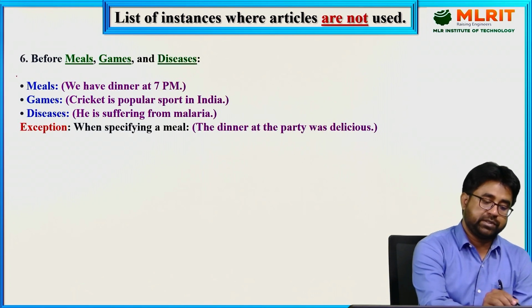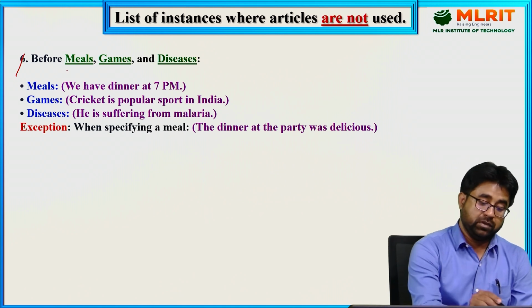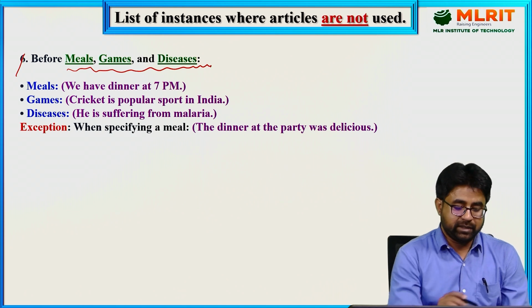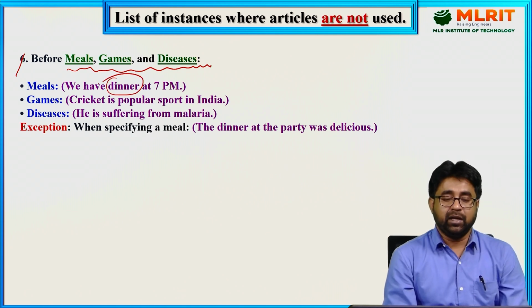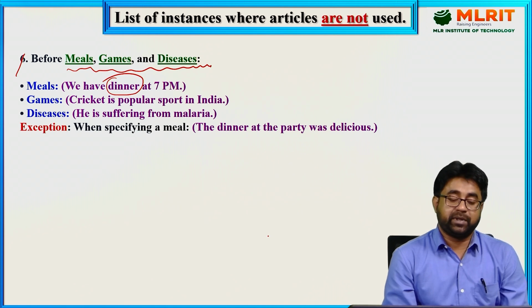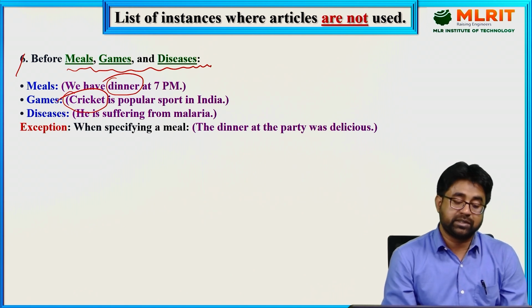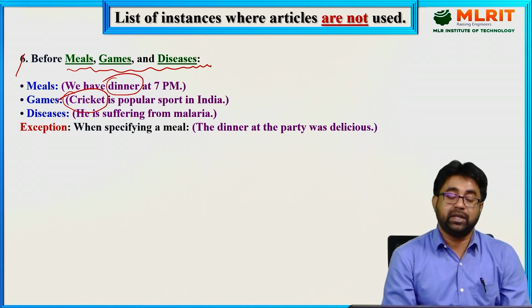Yes, so the sixth one: before meals, games, and diseases also, we are not supposed to use any article. Meals, you can see the example here, we have "dinner". This is the name of a meal, right? We are not supposed to use any article as per the grammatical rules. Similarly, cricket is a sport. Before the name of a sport also, we are not supposed to use any article. We should not say "the cricket is a popular sport in India." We are supposed to say "Cricket is a popular sport in India", without the article.